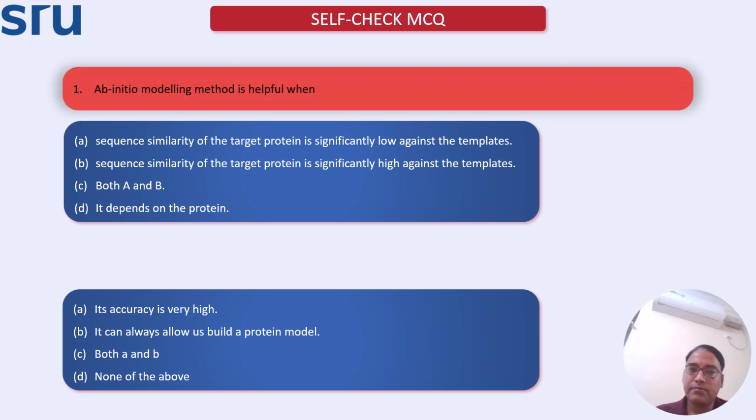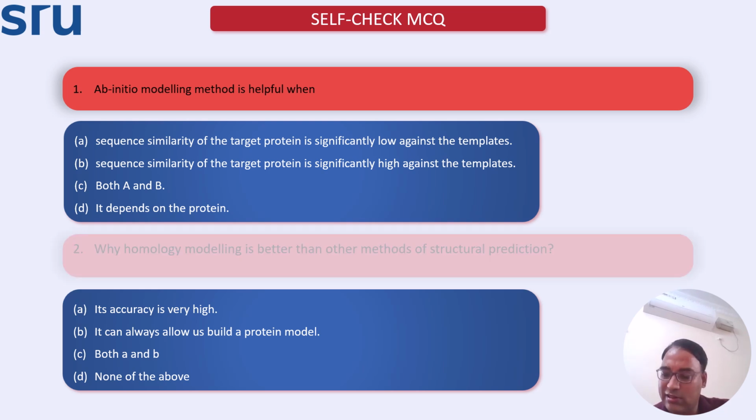What's the answer here? Ab initio modeling method is helpful when sequence similarity of the target protein is significantly low against the templates. Sequence similarity of the target protein is significantly high against the templates. Both A and B, it depends on the protein. You remember, if I told you correctly, whenever we are using ab initio, sequence similarity against the templates is very low. It's significantly low. Means it's something which cannot be built by homology modeling or threading. We are only left with ab initio. So A is the right answer.